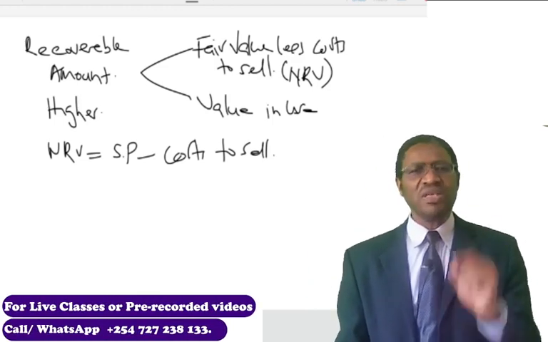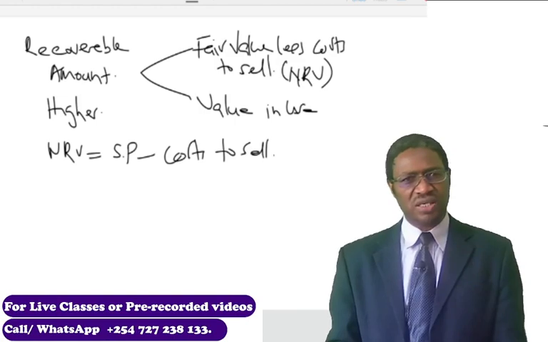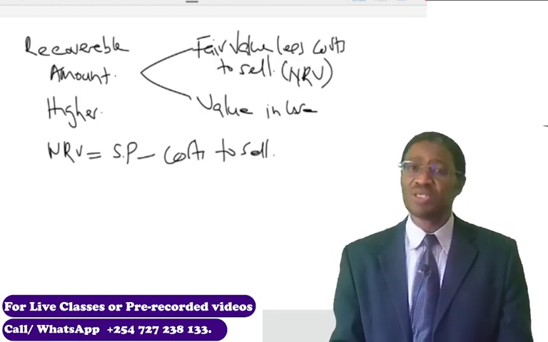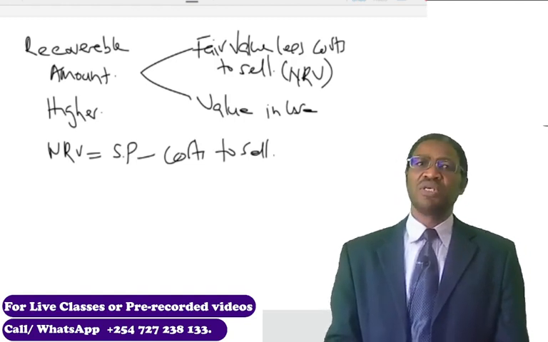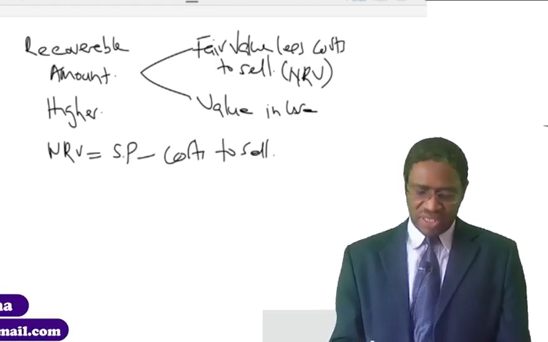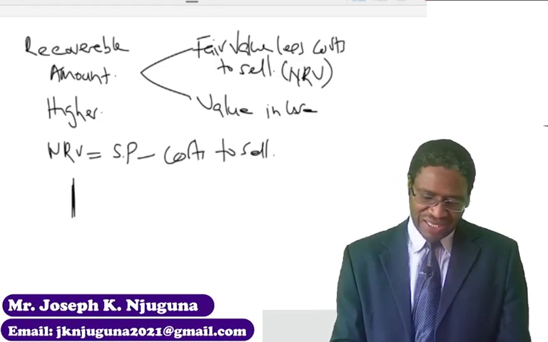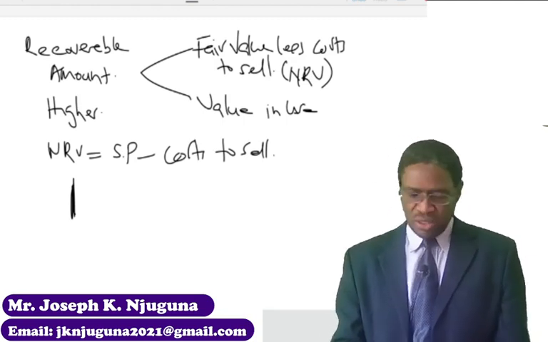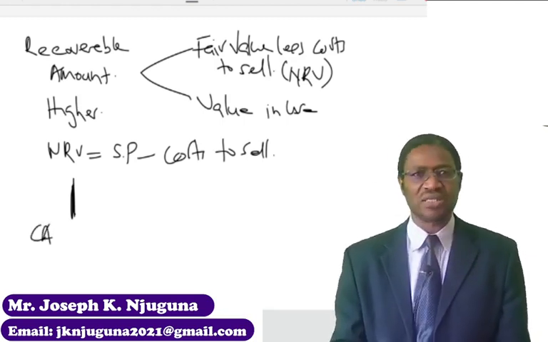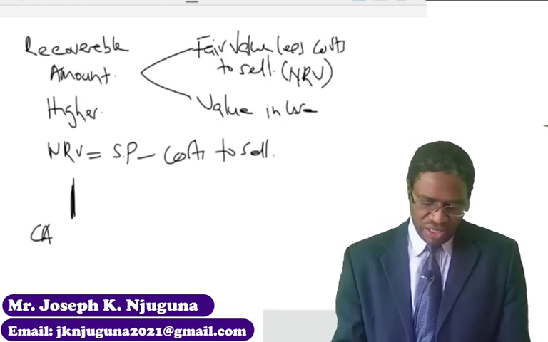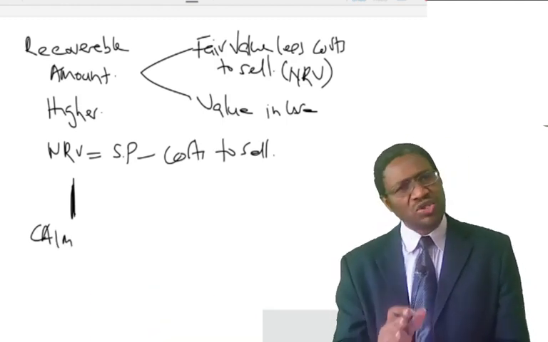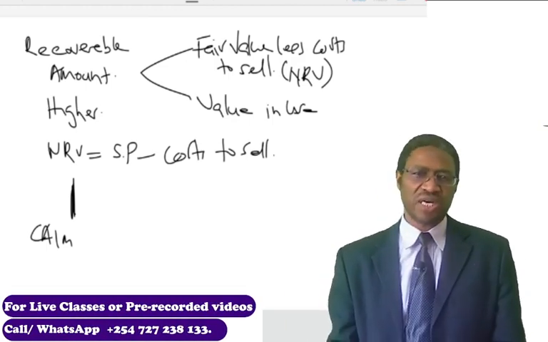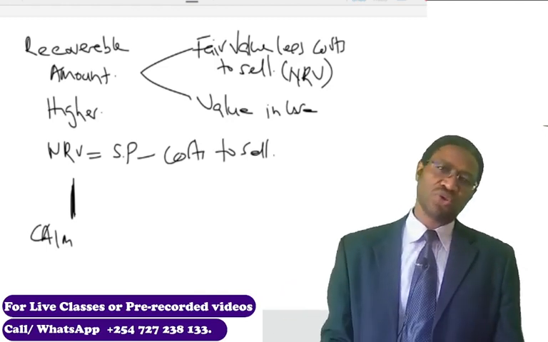Now, to determine the value in use of an asset, let me first assume that maybe your company is testing the impairment of an asset as at a particular date. And as at that particular date, we have seen the carrying amount of that asset is 1 million. So we want to know, as at that date, what is the value in use of that asset?